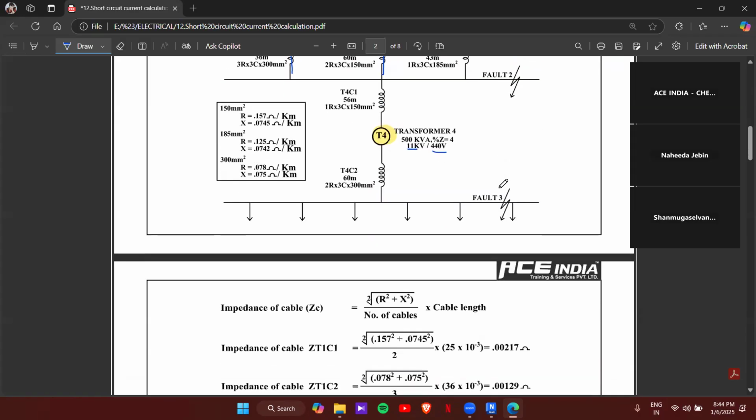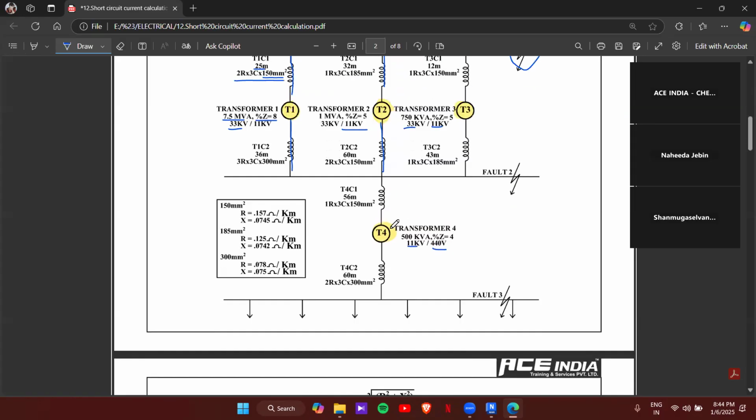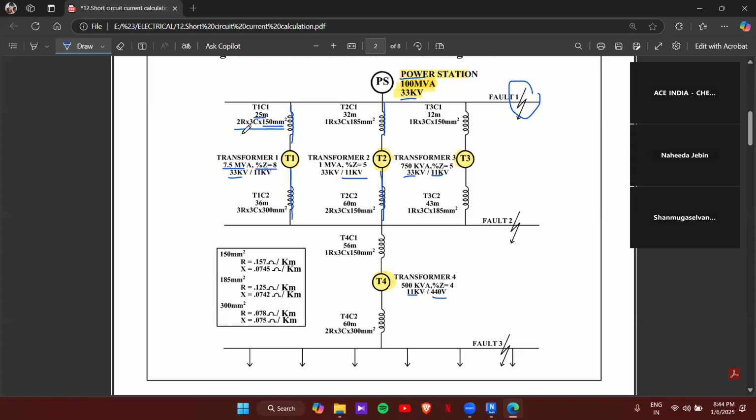So now let's start with that. First thing, we have to find out the impedance for the cables. So here we have T1 C1, T1 C2, T2 C1, T2 C2 like that. 1, 2, 3, 4, 5, 6, 7, 8. So we have a total of 8 cables. So we have to find out the impedance of the cable.